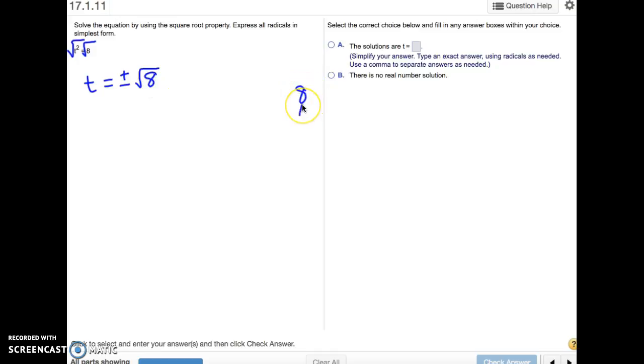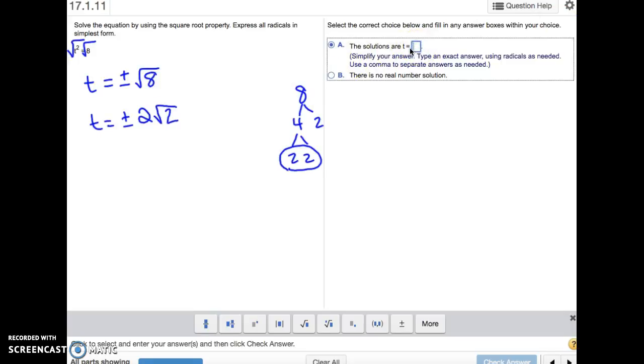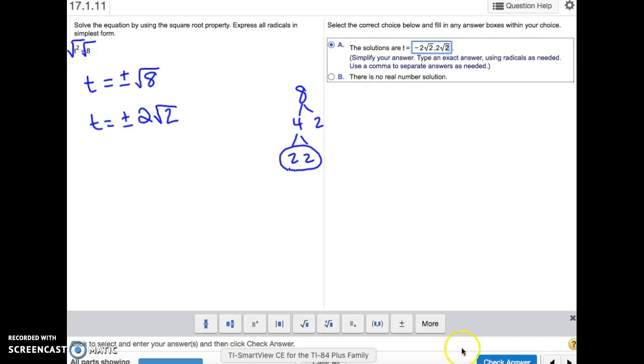So if I make a factor tree for 8, and remember the pairs are what go on the outside, so this pair of 2's goes on the outside of the radical. So I get positive and negative 2, and then my leftover 2 stays on the inside. Now, I don't have a plus or minus sign here, and they want me to enter it as two separate answers. So I'm going to type negative 2, and then go down here and get my radical 2, and arrow out, comma, and then I want 2 radical 2. And that would be how I would enter my answer.